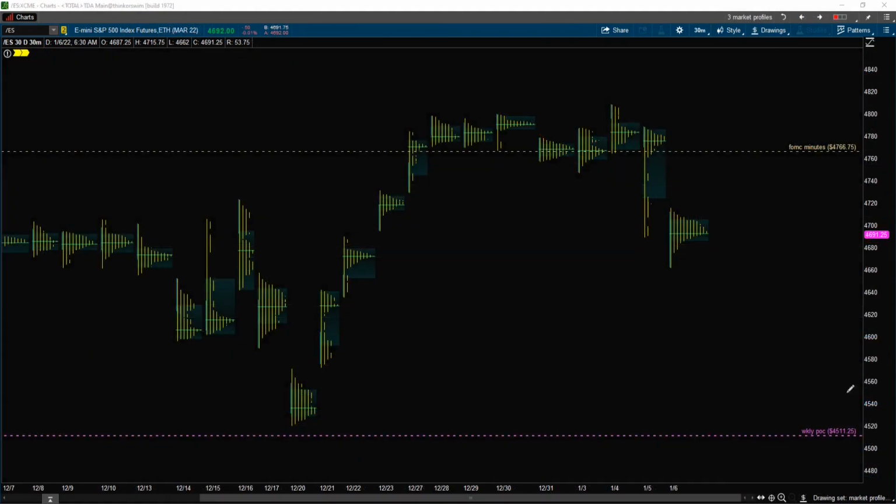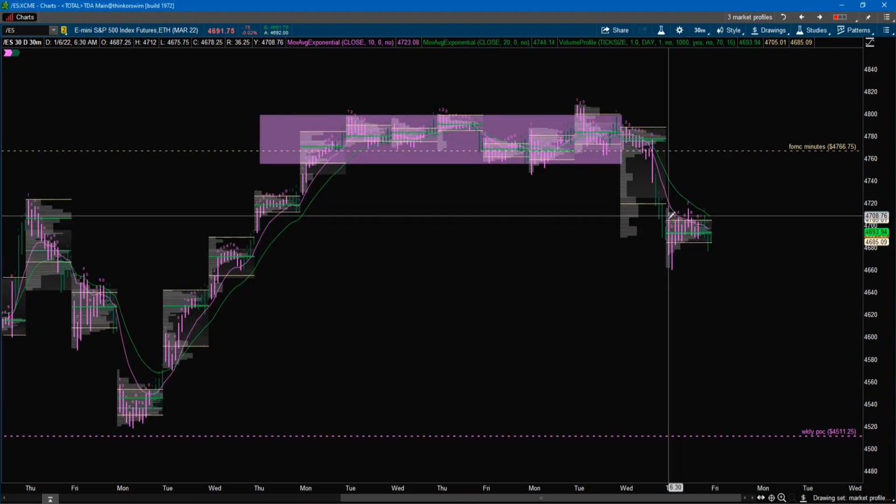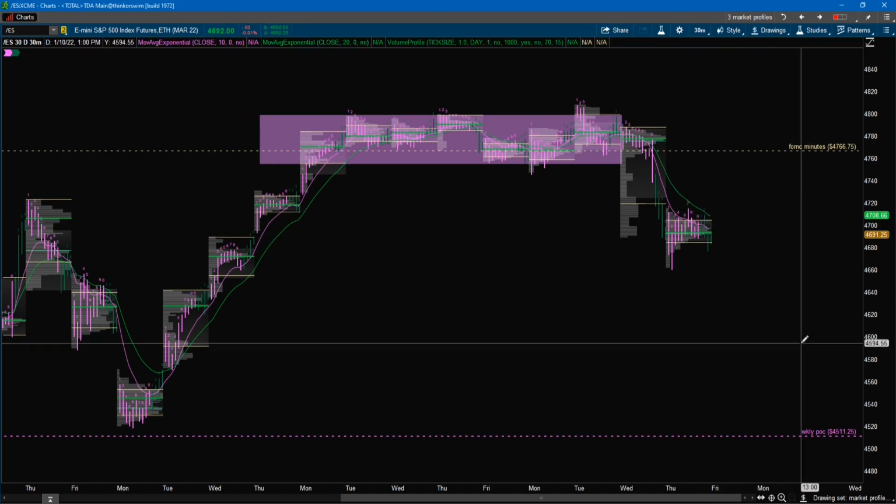Okay, let's take a look at the Emini S&P 500 futures, the market profile chart. And here you can see that I have this market profile here. What I want to do first is to expand this out. There's a thing called monkey bar expanded, and that will expand this in a 30-minute interval. And as you can see, I just want to point this out here.